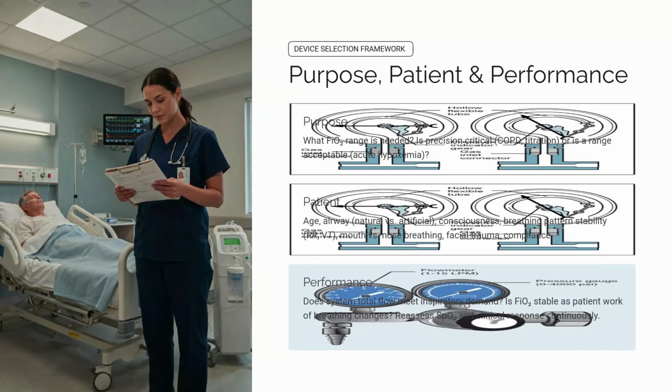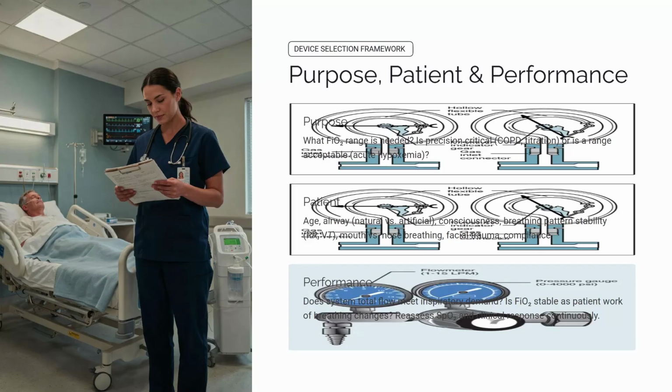...drops, the easiest response in the world is to reach over and turn up the flow meter. But what if the real problem isn't the oxygen level at all? What if it's the tubing, the mask, or the reservoir bag, or a blocked entrainment port? Before you touch anything, you need a way to think this through systematically. And that's what we're building in this video.